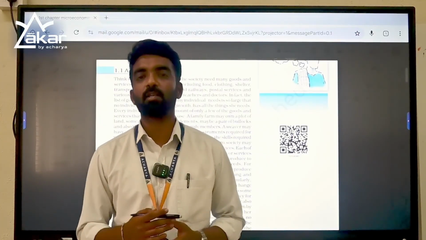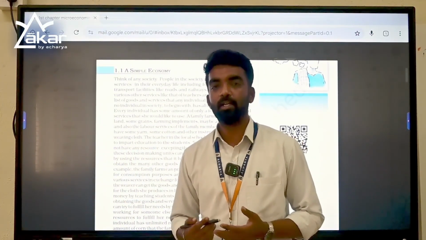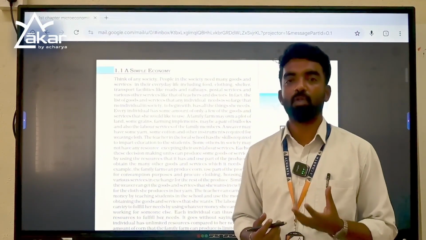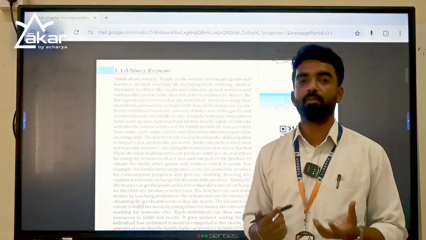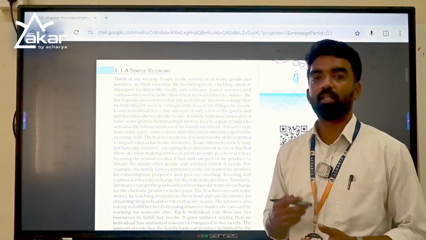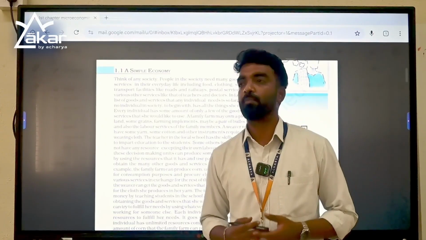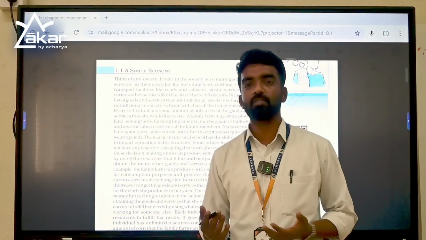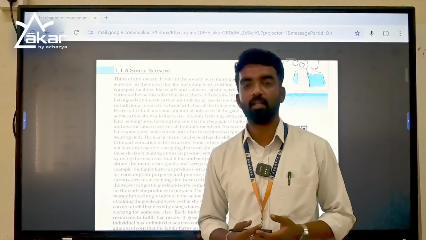Now, we should know what is the difference between needs and wants. Needs means the basic necessities for life or for survival. For example, food, clothing, shelter, these are needs. And wants means the desires or luxuries. But because of the changing world, luxuries which were luxuries earlier have now become needs.